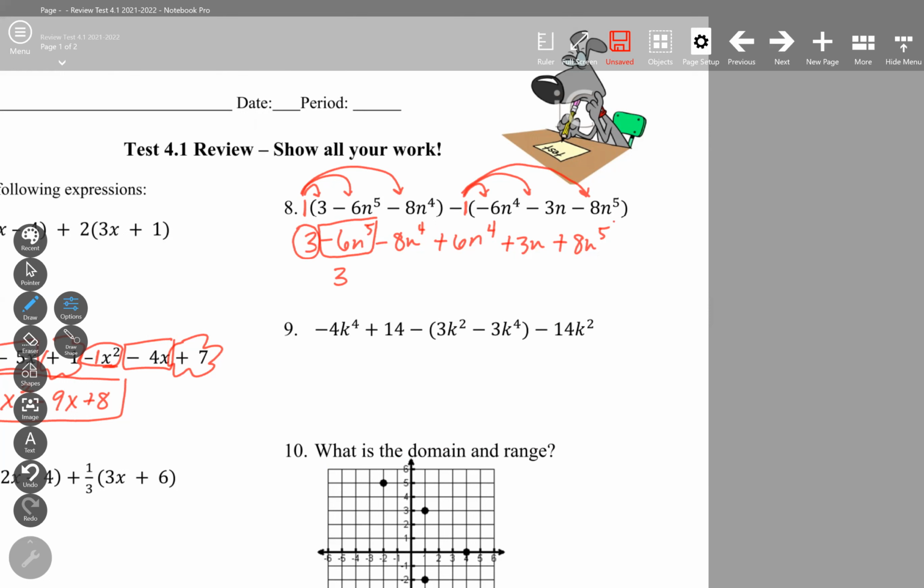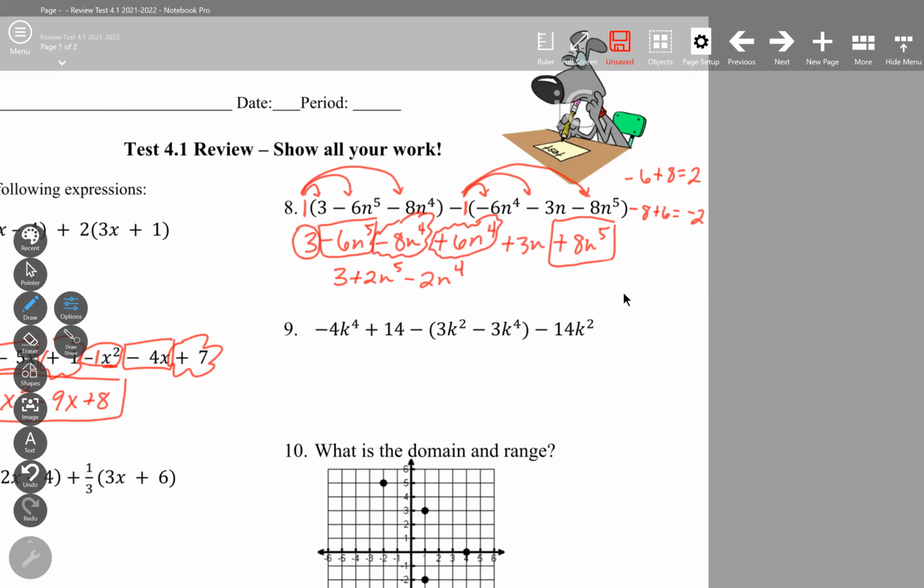Okay, but on the end, we have an 8n to the 5th. So those can combine. So in my calculator, I would do -6 plus 8. And -6 plus 8 would be 2. And it's positive, so plus 2, and then it's n to the 5th. Okay, next terms, I have our n to the 4th. So I have a -8n to the 4th and a +6n to the 4th. So those can go together. So I'll just add their coefficients. So -8 plus 6, and that's -2. So you have -2, and those were n to the 4th.